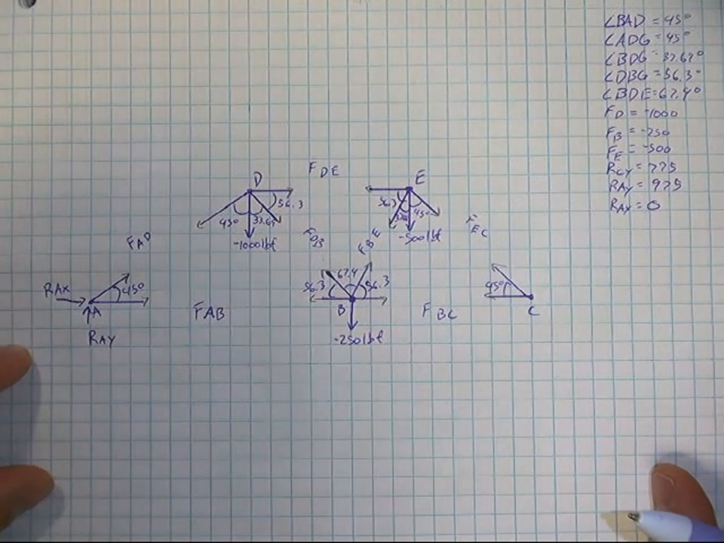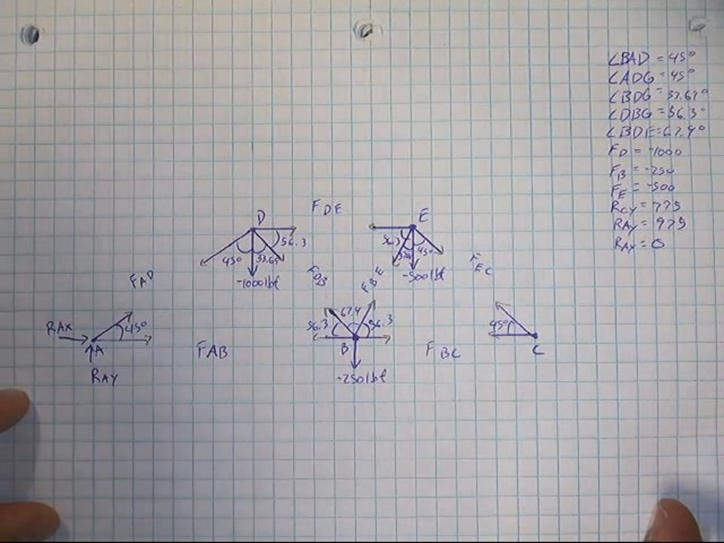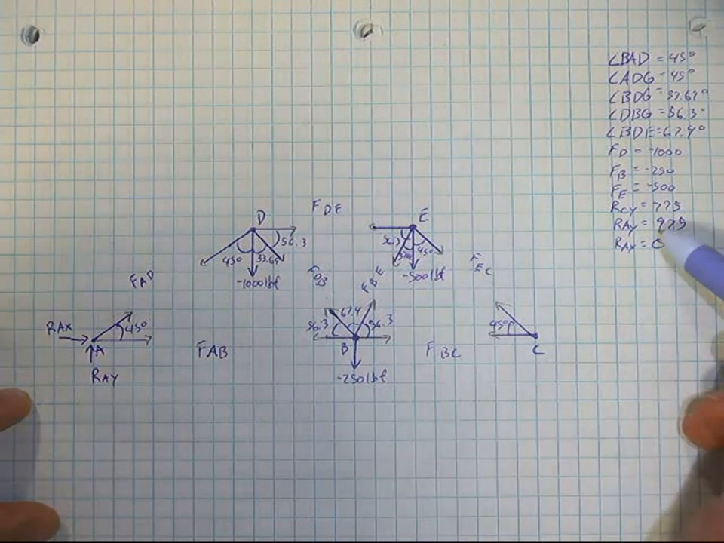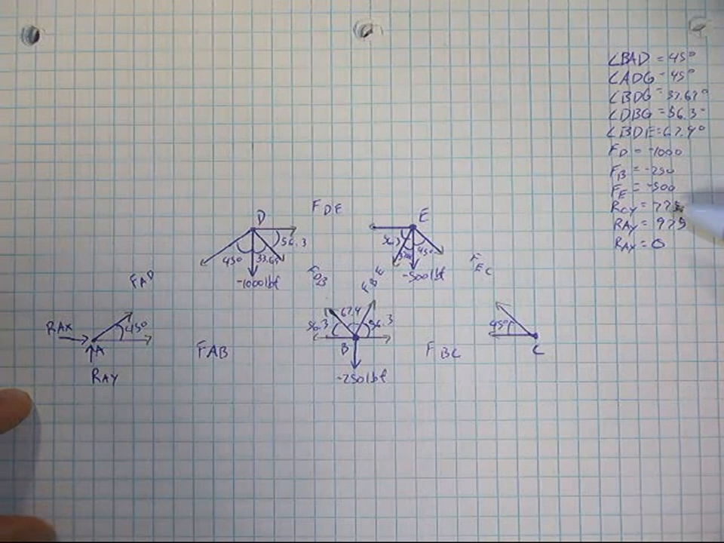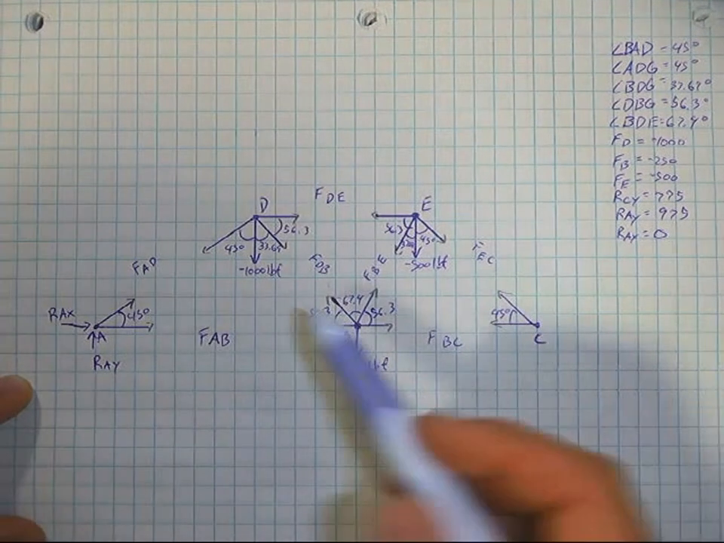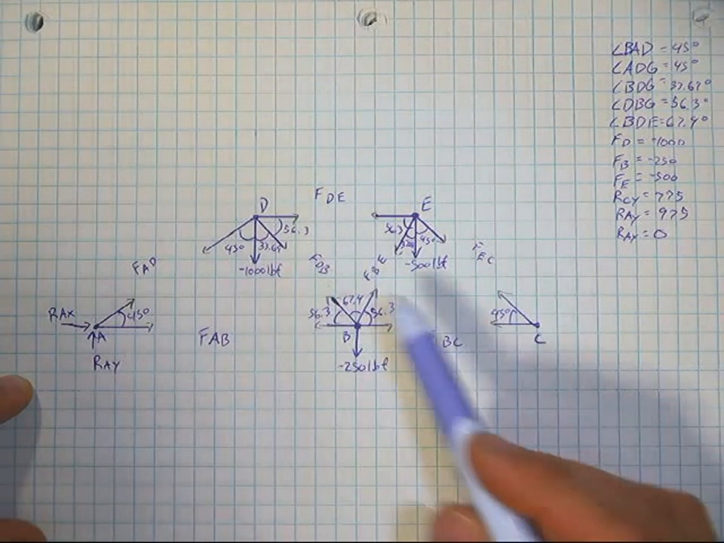Okay, so basically what we have here is our list of angles and our known forces. This is just for us to record everything that we know in a list fashion. And then we also have this main drawing. This is the drawing that we come back to, okay?